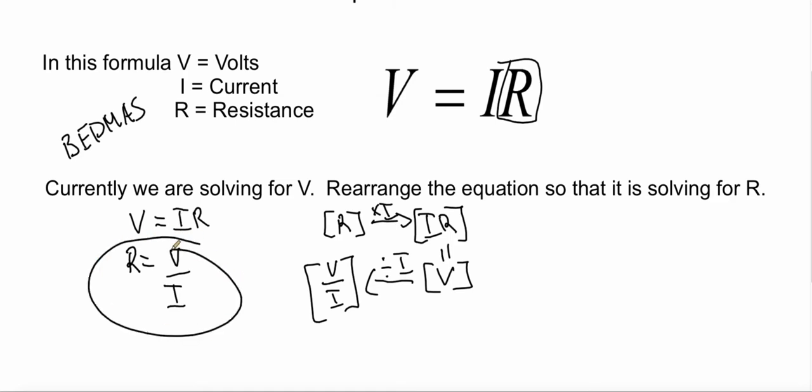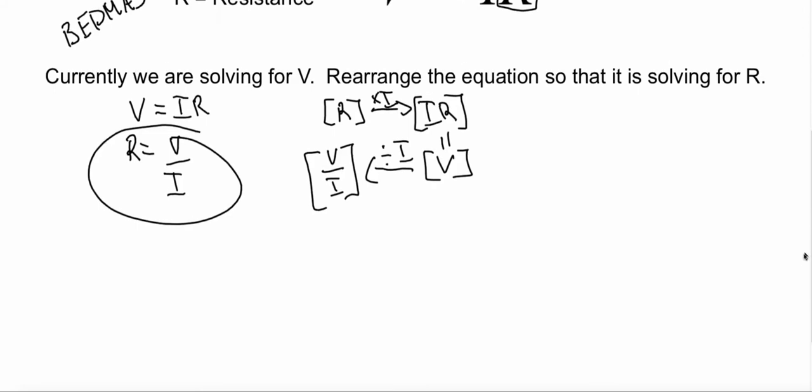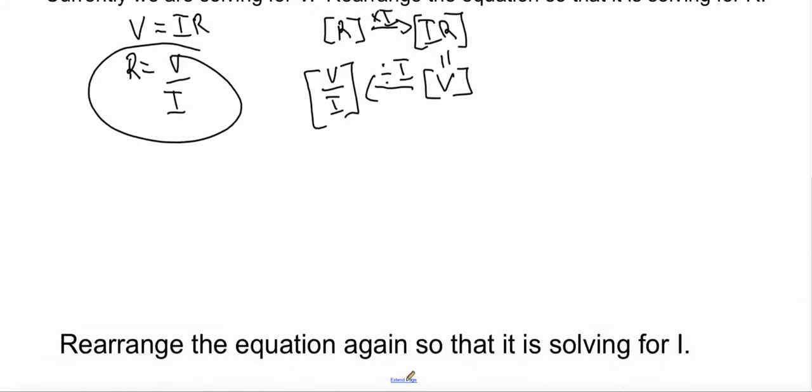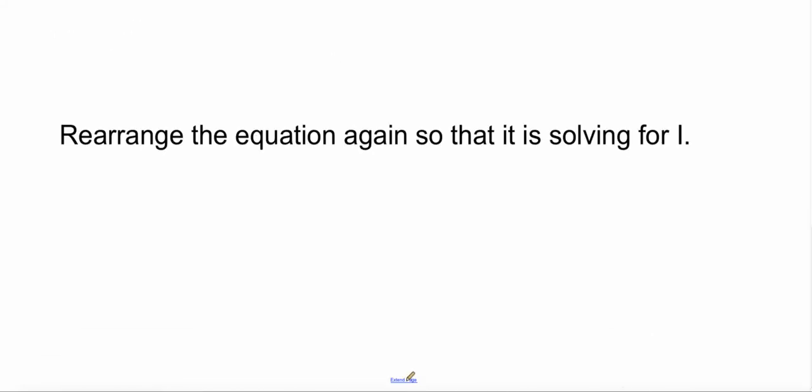Another way we could do that is, remember, we're just looking at the opposite operation and performing the opposite operations in reverse order. So now it wants us to solve for I. So we know volts is equal to current times resistance, and it wants us to solve for my current now. So I'm looking at current. What is the first thing I'm doing to current? I'm multiplying it by resistance.